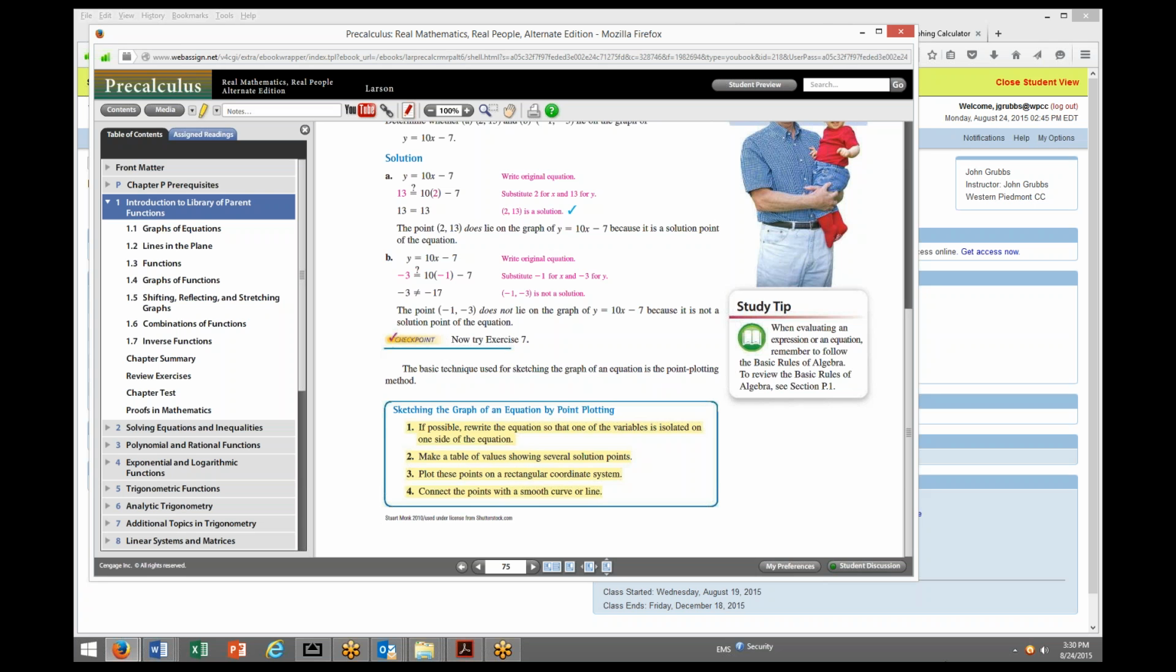Plot these points on a rectangular coordinate system, just like we just did, and then connect the points, depending on what it is, either with a straight line or with a curve, because there may not be a straight line. You may have a graph of a square root function, or it might be a parabola with a quadratic like y equals x squared. So whichever it is, a smooth curve or a straight line.